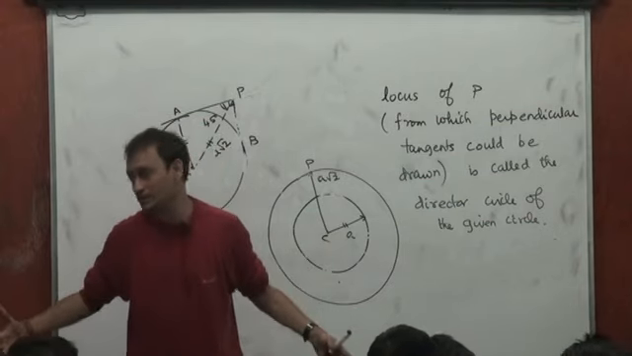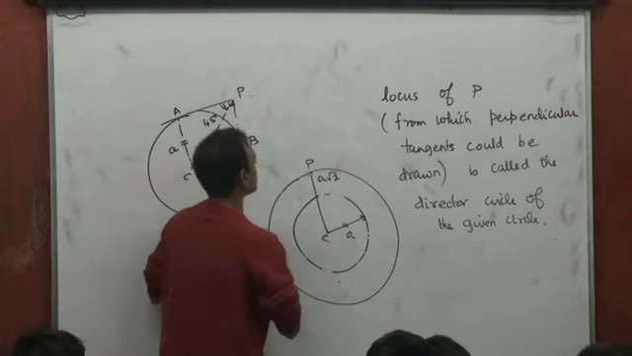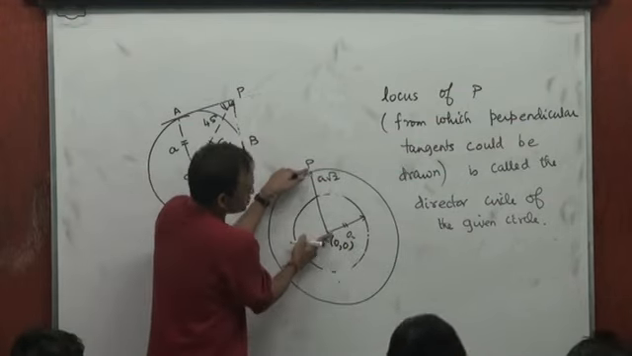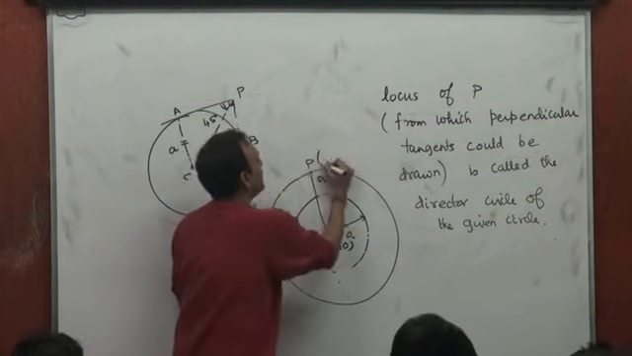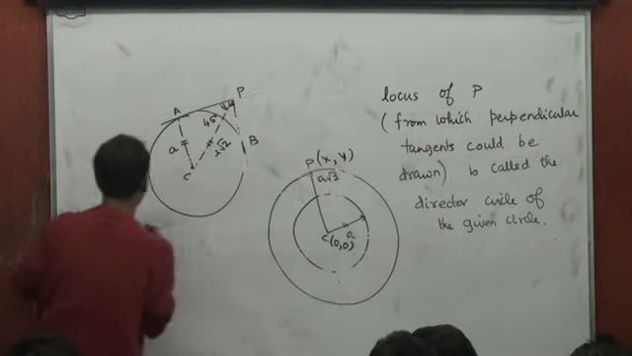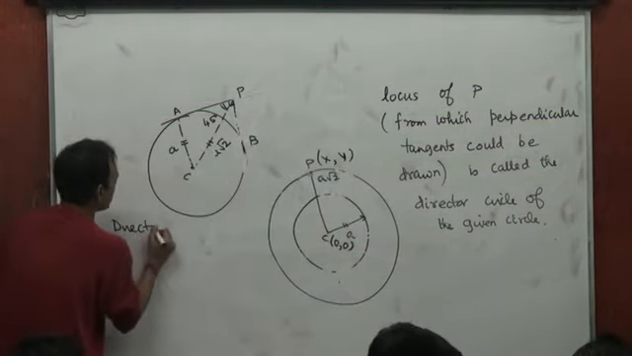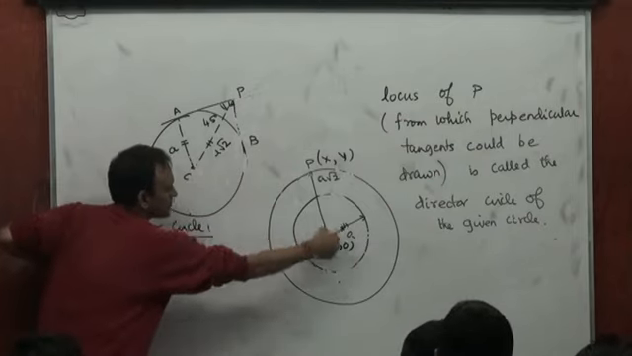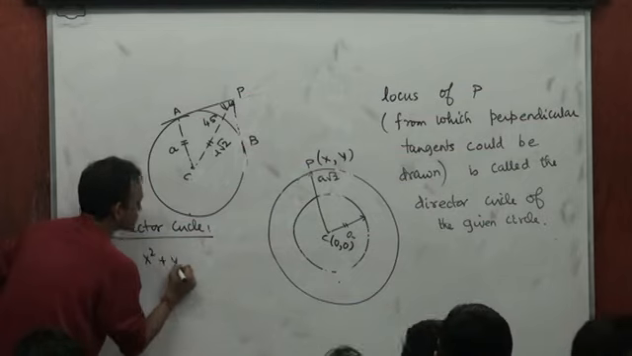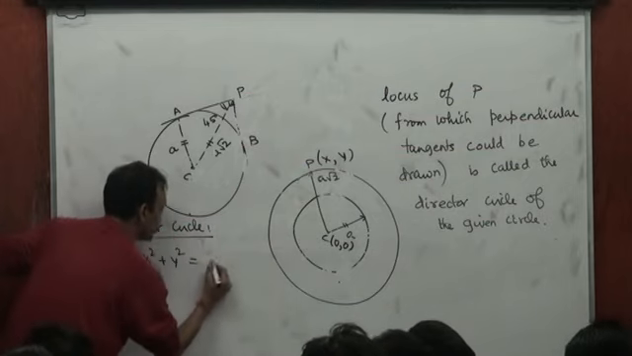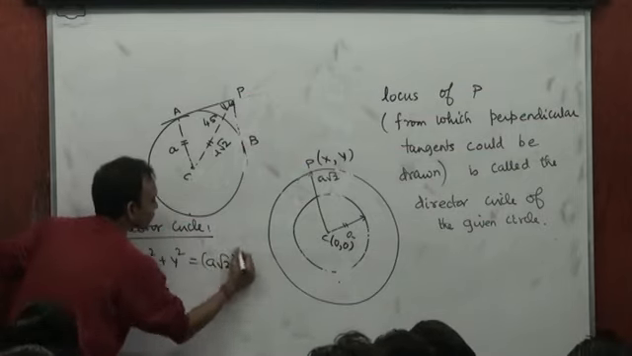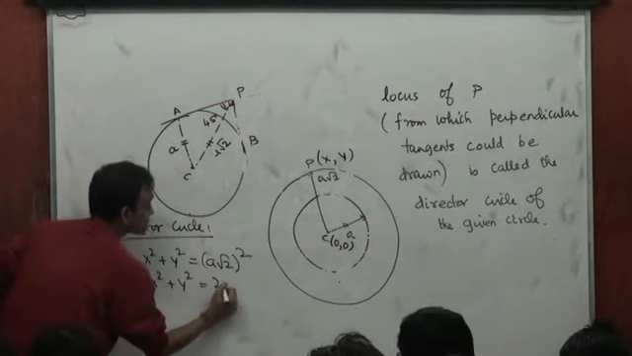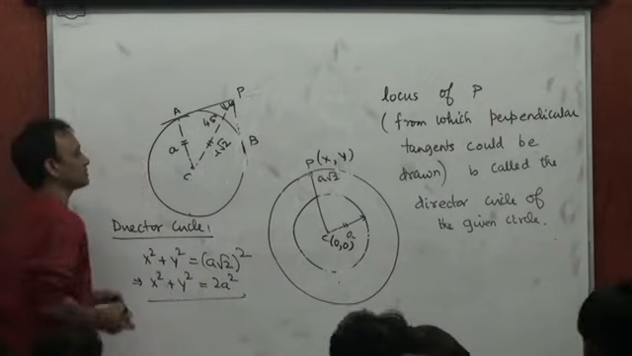So in a general sense, if this center is 0, 0, then the radius of this is root 2 a. Then any point x, y on the director circle would be what? Distance of P from 0, 0, that is x squared plus y squared, must be root 2 a whole squared. That means x squared plus y squared must be 2a squared. That must be the director circle.